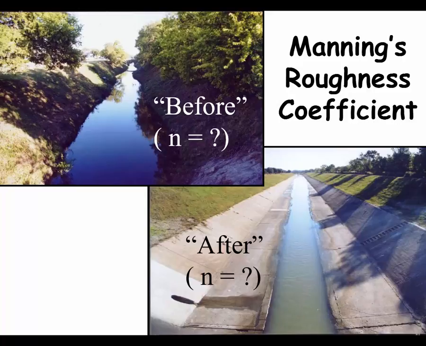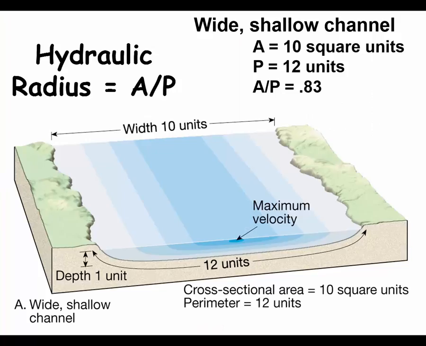So here we've got two channels, both of them artificial. But one was before concrete lining, the other was after. So which one would have the larger N value? Would it be before or after? Before, because it's a roughness coefficient. So clearly the velocity here in the concrete lined channel is going to be faster, which is, of course, the main reason why we do that.